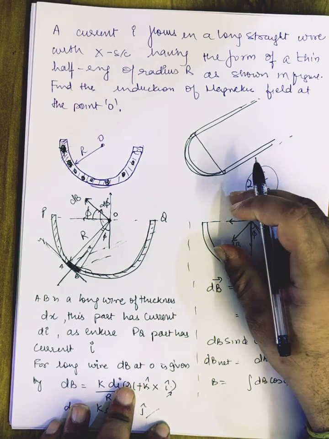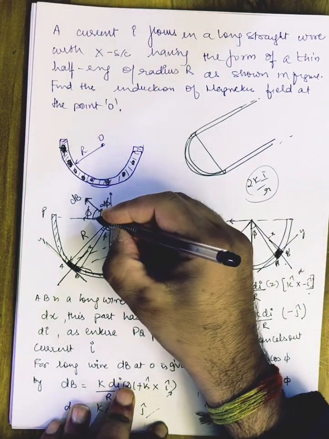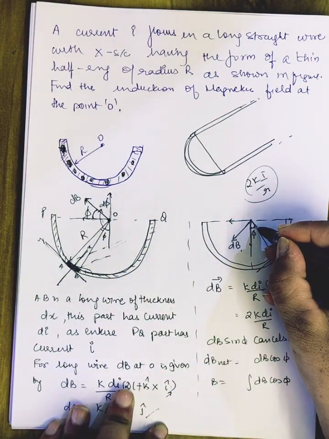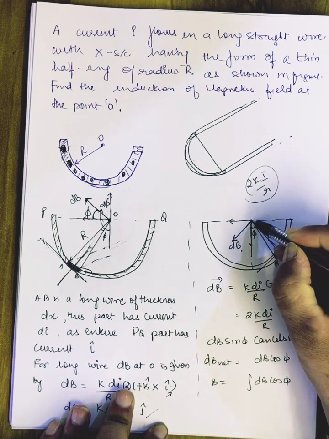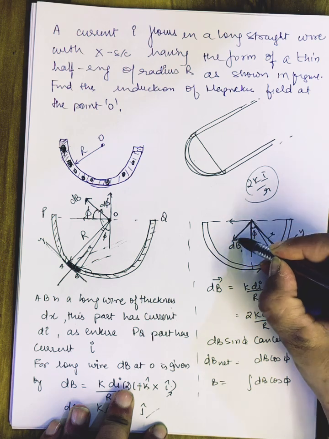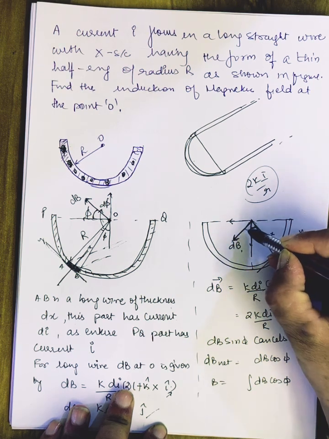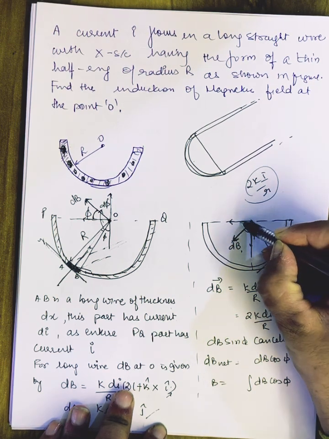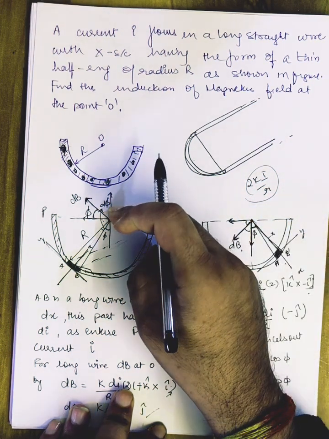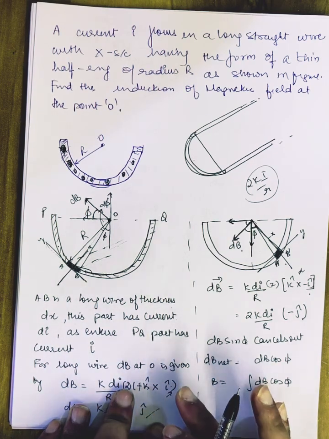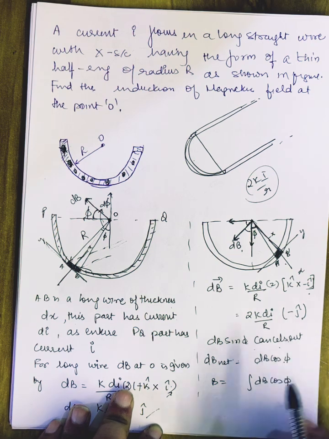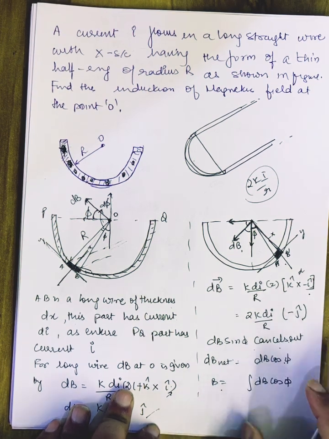That means these horizontal components will be added. Here this is the angle phi, so the sin phi component will be upwards. As we know, the position vector and this arrow have to be 90 degrees, so this is 90 minus phi. Here also the cos phi component is getting added and sin phi is going downward, which is opposite to the left case. So the sin components will be cancelled out. dB sin phi cancels out and dB net is dB cos phi. So the total B will be the integration of dB cos phi.